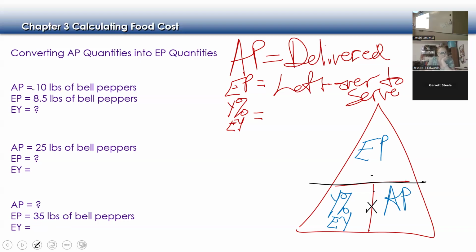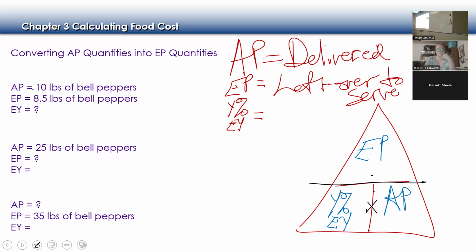If I start with 10 pounds of bell peppers, and after I've cleaned them up, I've taken all the ribbing out, taken all the seeds, taken the stem off, maybe I roasted them and the skin came off, whatever, I'm left over with 8.5 pounds of bell peppers. What is my edible yield?